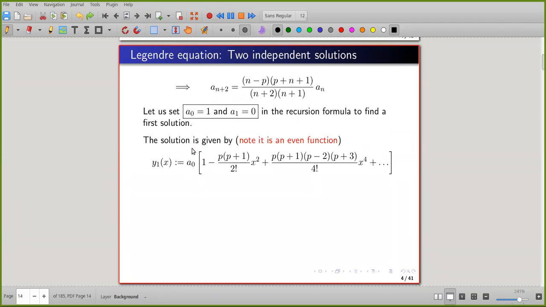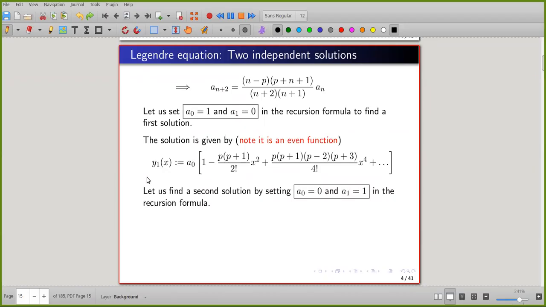So this solution that we get, we call it y1(x), and we note that it is an even function because a1 is 0 and therefore all the odd coefficients are going to be 0. So this function is just going to be 1 minus... I don't need a0 here because I've put a0 equal to 1, so this should not be here. And obviously this is an even function.